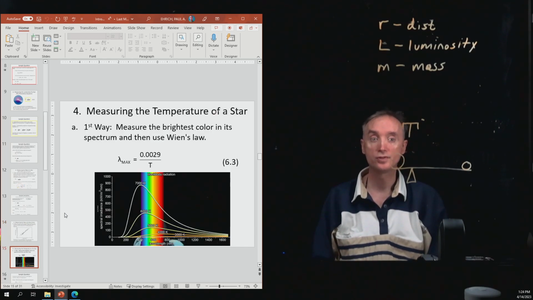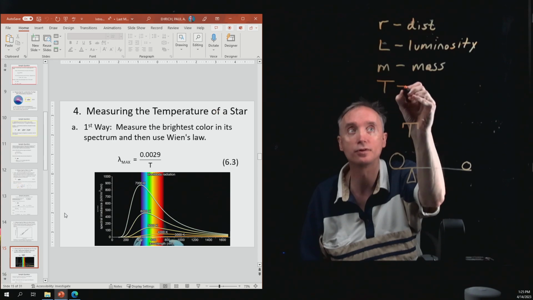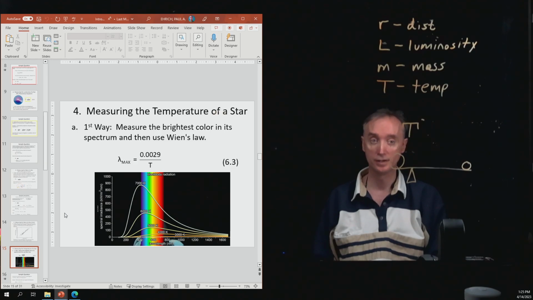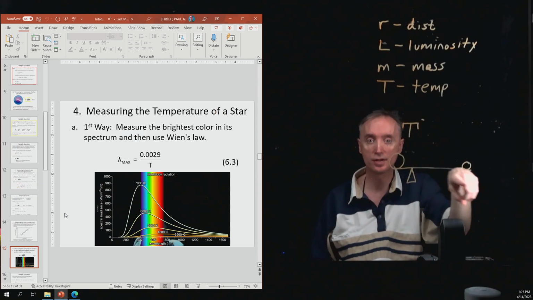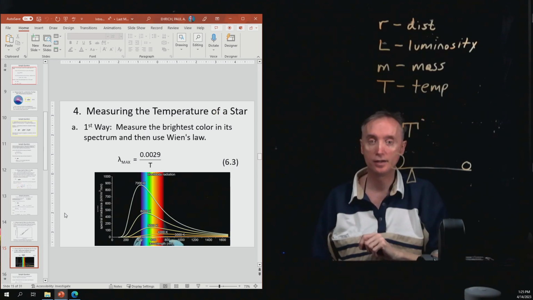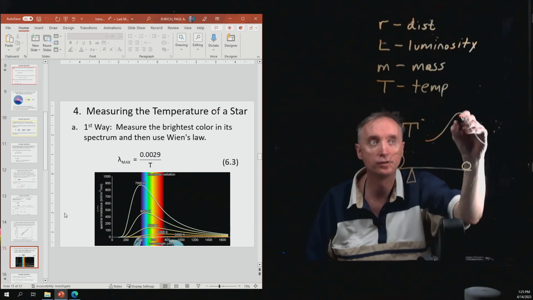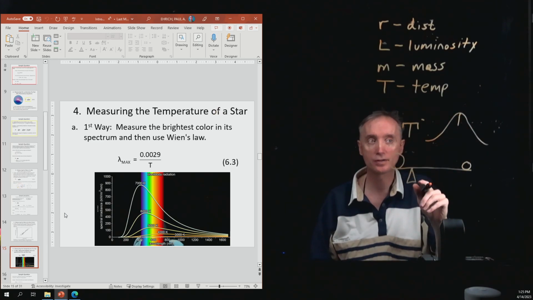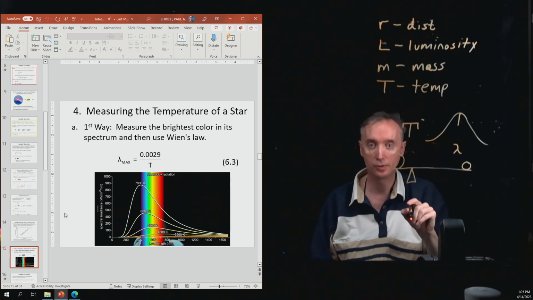Okay, let's do temperature. Let's include T for temperature. That's another property of a star that can be measured. Now, in order to do this, we need to know what a black body is. You have this curve, that's the black body curve, and you'll notice that there's always some place on the curve where it is at its maximum. That's lambda maximum, the maximum wavelength for that particular temperature.